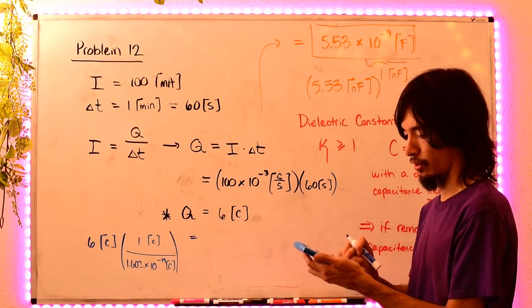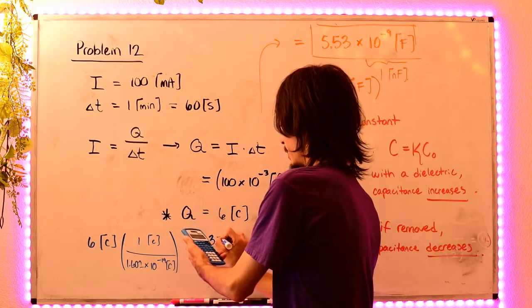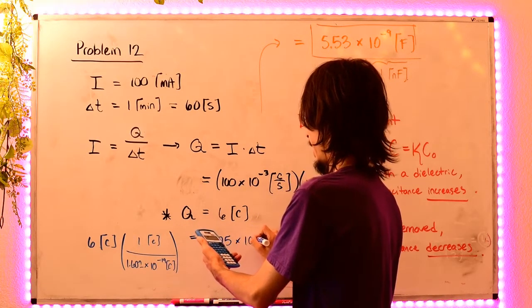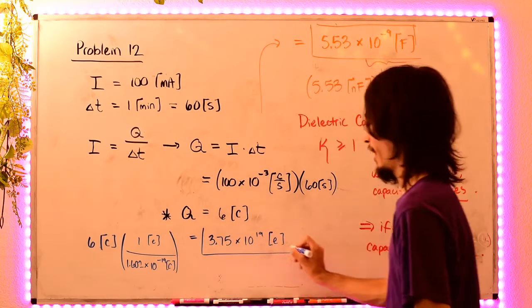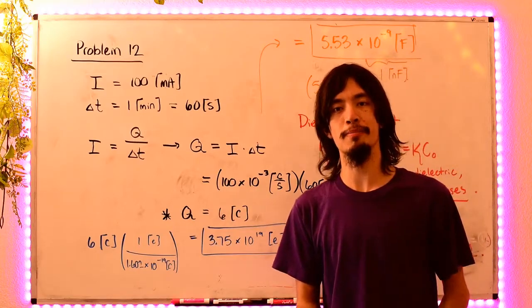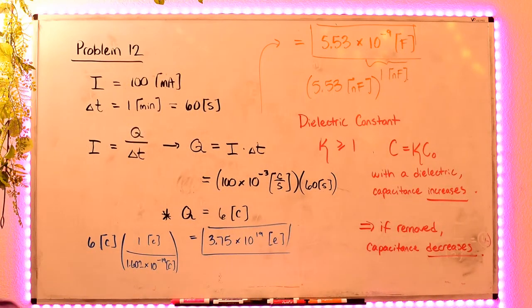and we get 3.75 times 10 to the 19th electrons of charge. And that will be how many electrons pass by a particular point in the wire in 1 minute. Okay. Seems pretty good. All right. Easy peasy lemon squeezy.